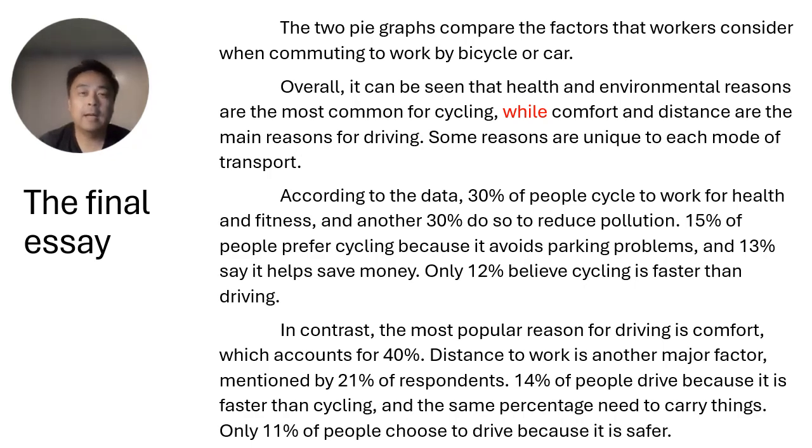Here we're looking at a completed essay for this pie chart, and it shows what I want to see. Even without reading it carefully yet, I would say it's visible to me. There are four clear paragraphs: an introduction that seems to paraphrase the rubric, an overview that groups the information and identifies the major trends, and I see body 1 and body 2 grouping the information by pie chart.